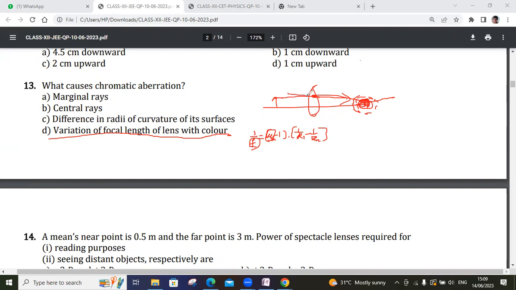If f changes, a parallel ray will bend to different extents. So here some color, here some color. White light is coming, but some different colors are coming. Some color distortion is there. So that is due to variation of focal length of lens with color.